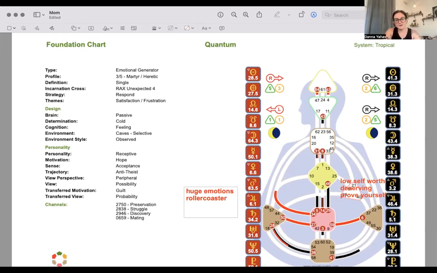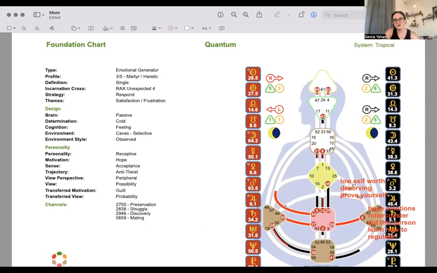And this may or may not be my mom's chart. I'm just using it as an example. Huge emotions, roller coaster energy. Did this person learn how to regulate? Do they know how to feel their feelings? With the defined solar plexus, we also run into some, you know what, I'm going to leave it at that. Okay, so I'm going to put that note here.